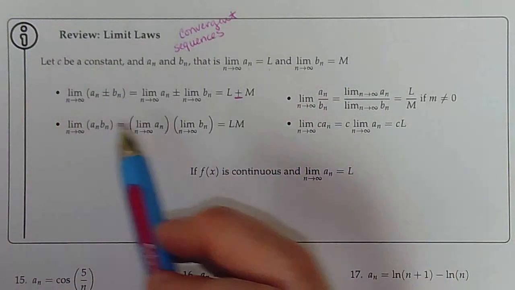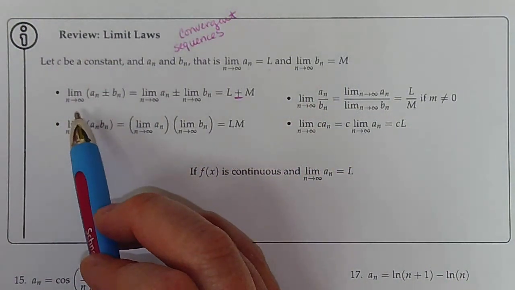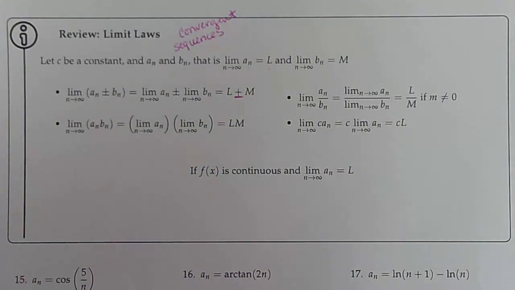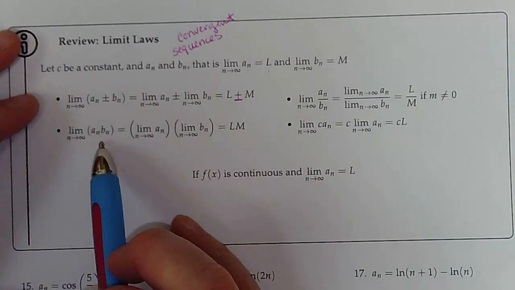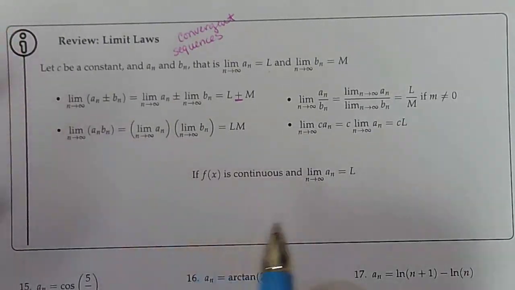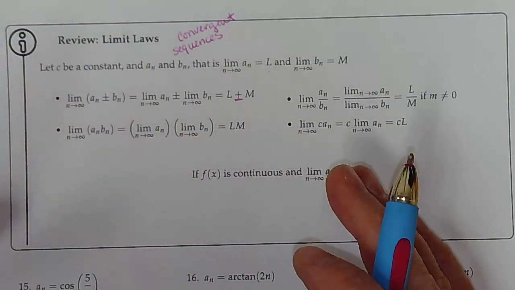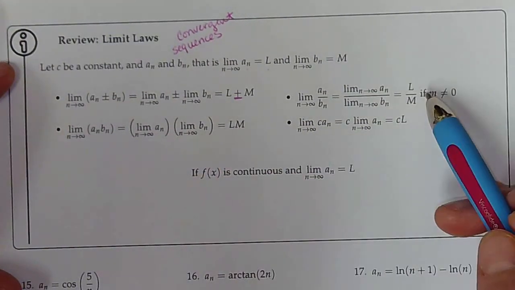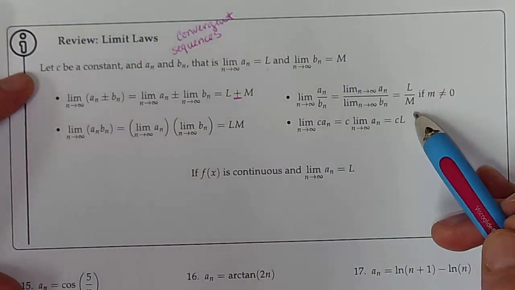Okay, so the first limit law is if we're adding or subtracting two functions, then we can split them up and take the limit of each one individually and then either add or subtract them as appropriate. Same thing applies if we're multiplying two functions together. If those functions individually were convergent, then we can multiply their limits together. Same thing works for division.